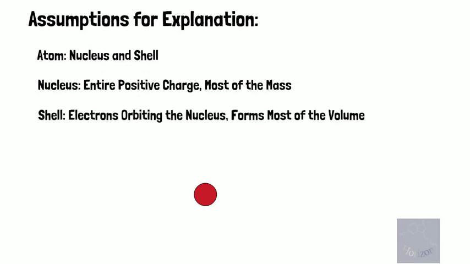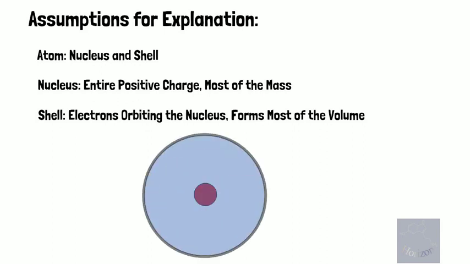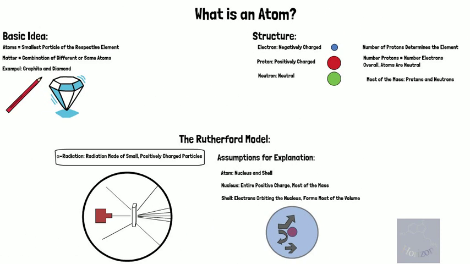The shell, however, consists of electrons orbiting the nucleus and makes up most of the atom's volume. The small electrons cannot deflect the alpha particles, so most particles can simply pass through, since most of the atom's volume is made of empty space and extremely small electrons. These alpha particles get only deflected if they actually come close to an atomic nucleus. The Rutherford model therefore assumes that all atoms are made of an atomic nucleus and an electronic shell.